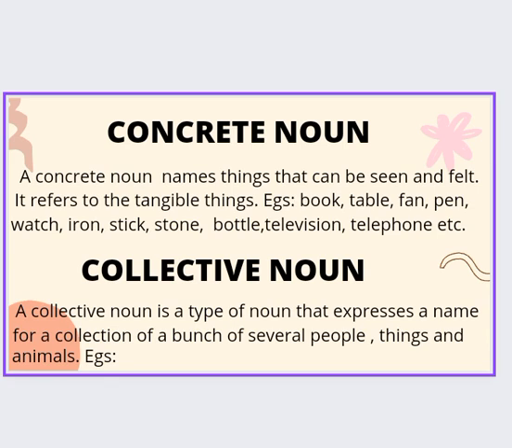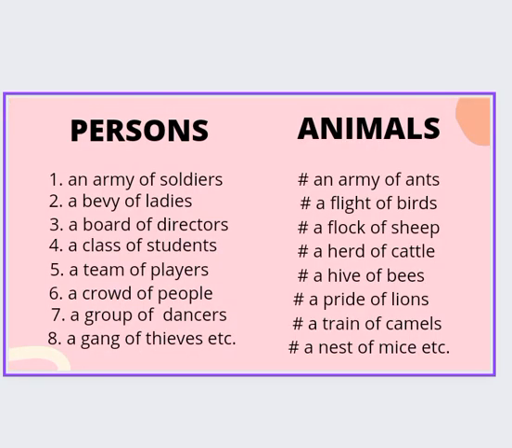So let's take that of persons. When we see a group of people gathered together, what are some of the names that we can give them? So an example is soldier. When we see a group of soldiers gathered, we can say that it's an army of soldiers. When we see ladies gathered somewhere, we can say a bevy of ladies, a board of directors, a class of students, a team of players, a crowd of people, a group of dancers, a gang of thieves, etc.